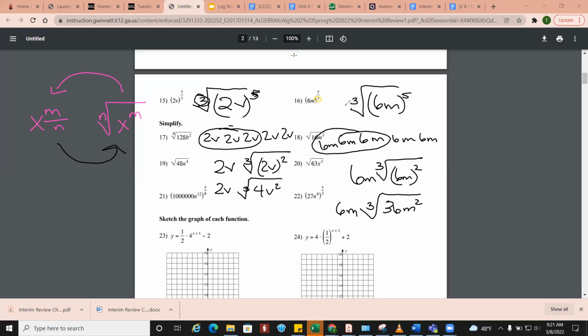So I did 3 because it was what was in this little cubby hole. Yeah, because it came from that denominator.